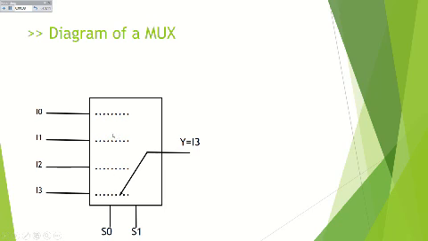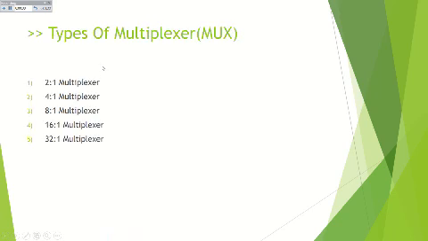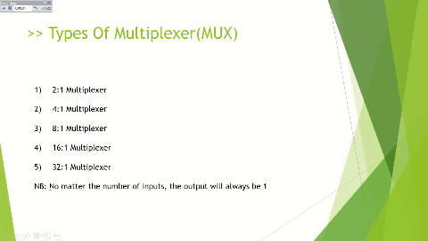It selects information from inputs. Note that it selects one information from many inputs, as explained. We have types of multiplexer. We have 2 by 1 multiplexer, 4 by 1 multiplexer, 8 by 1 multiplexer, 16 by 1 multiplexer, and 32 by 1 multiplexer. Note this, no matter the number of inputs, the output is always 1.